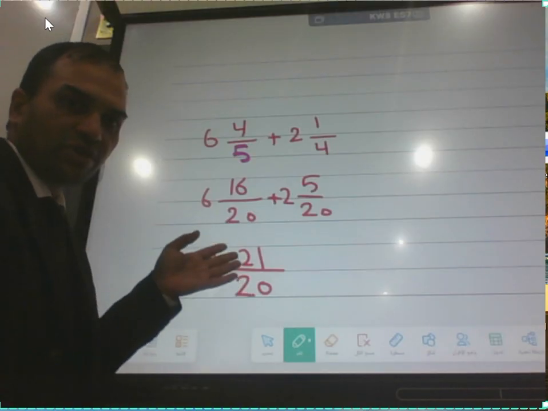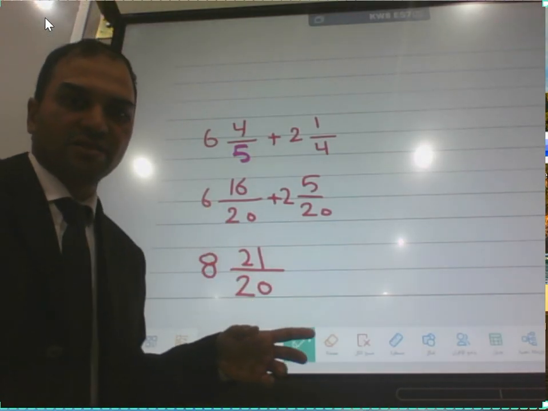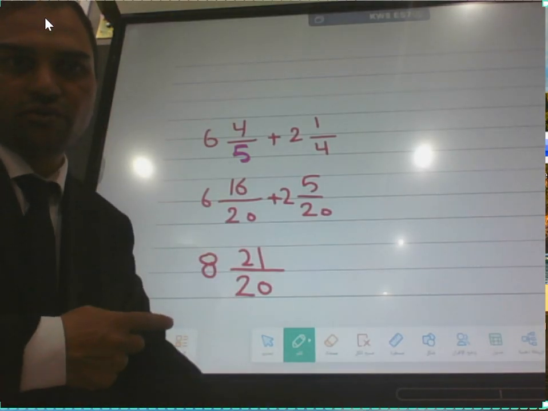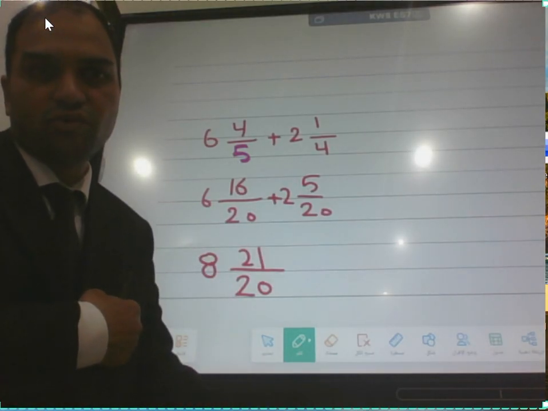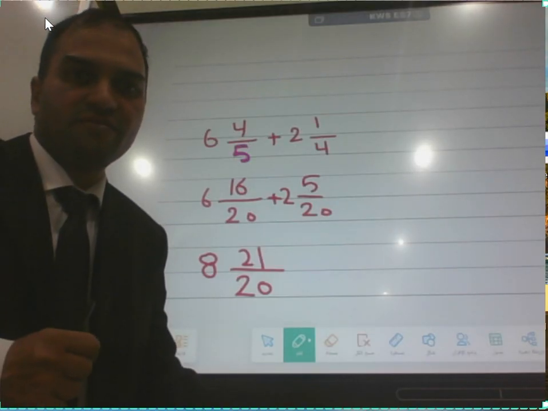Now, in this fraction, we have an improper fraction: the numerator is greater than the denominator. You must find the number in the simplest form. Look here, we have 21 divided by 20. 21 divided by 20 equals 1, and the remainder is 1.